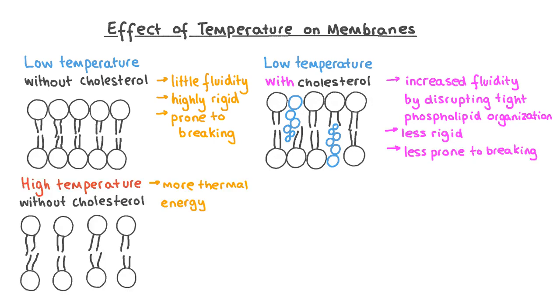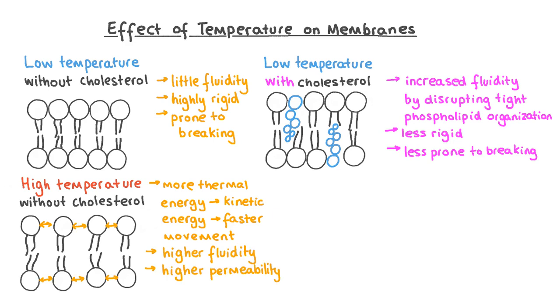At higher temperatures, more thermal or heat energy is supplied to the phospholipids in the bilayer. This increases the kinetic energy of the phospholipids, which means that they move around faster. This greatly increases the fluidity of the membrane. If the membrane is more fluid, its permeability increases as there are many more spaces through which substances can move. Another issue is that the embedded proteins may become denatured, which is an irreversible change of shape, if the temperature rises above their optimum level. This might mean that they can no longer carry out their transport roles.